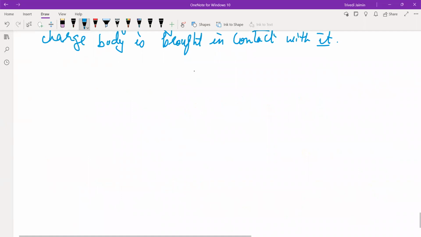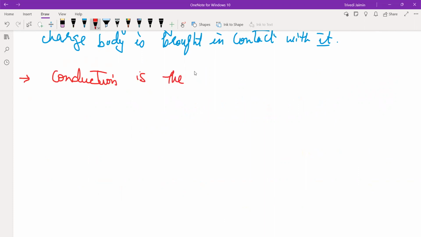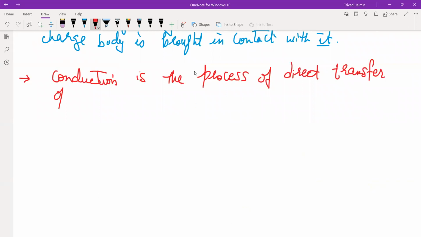So let's write a summary of this topic. What is it? Conduction is the process of instant transfer or direct transfer of charge. When you're writing this, highlight this point.